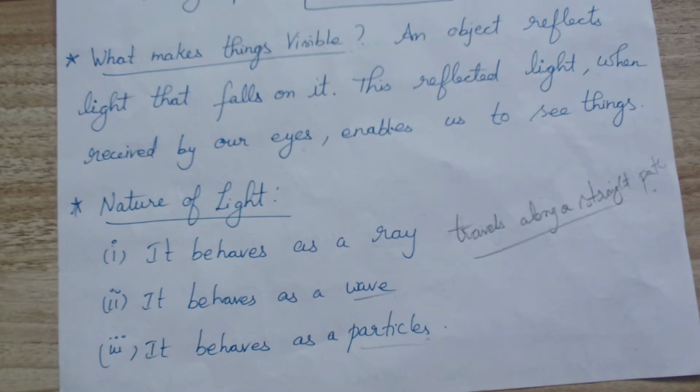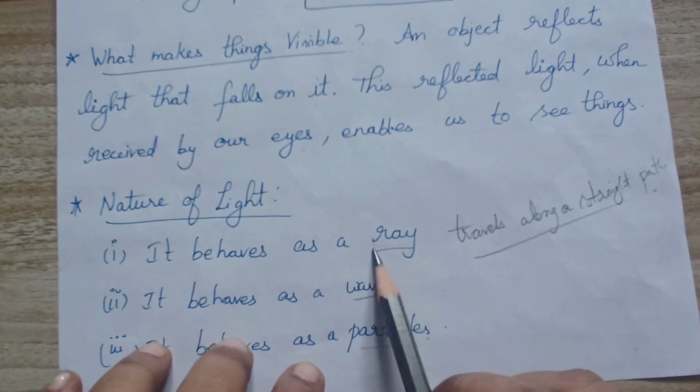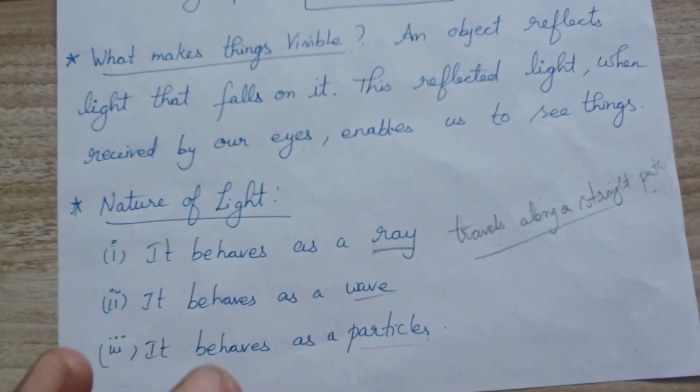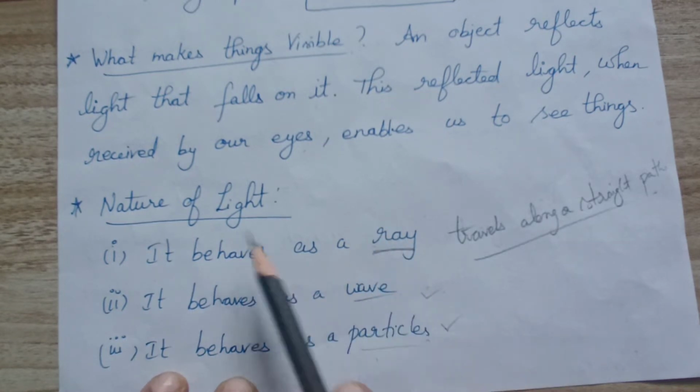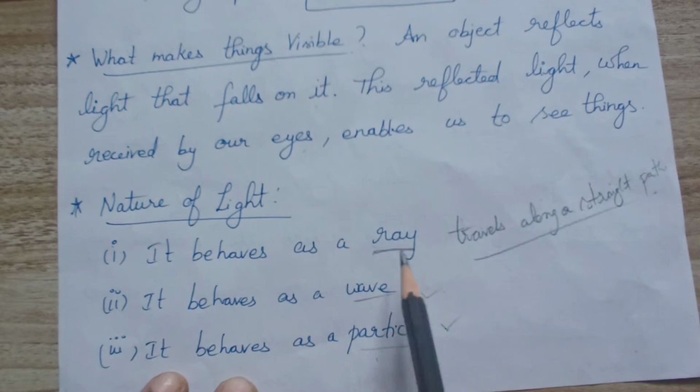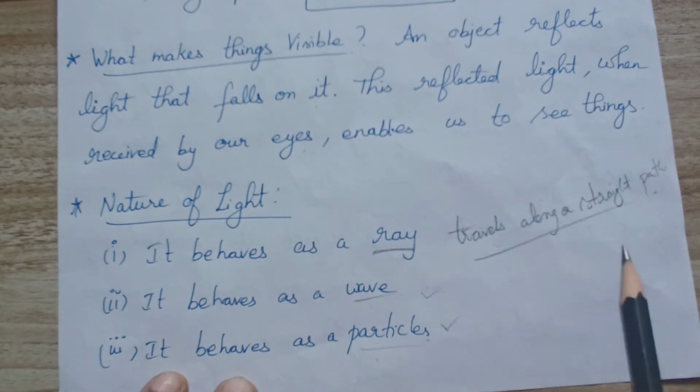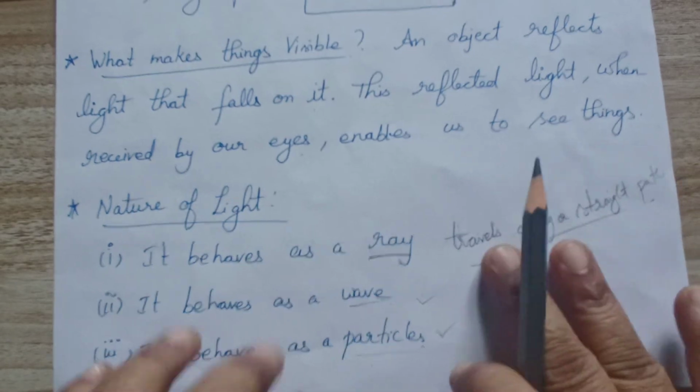But in this chapter we are going to consider the nature of light only as a ray. That means it travels along a straight path only. We are not going to consider it as a wave or particle. These you will study in your higher classes: light as a wave, light as particles. So in this chapter we are going to learn the nature of light only as a ray. A ray means it travels along a straight path, right?